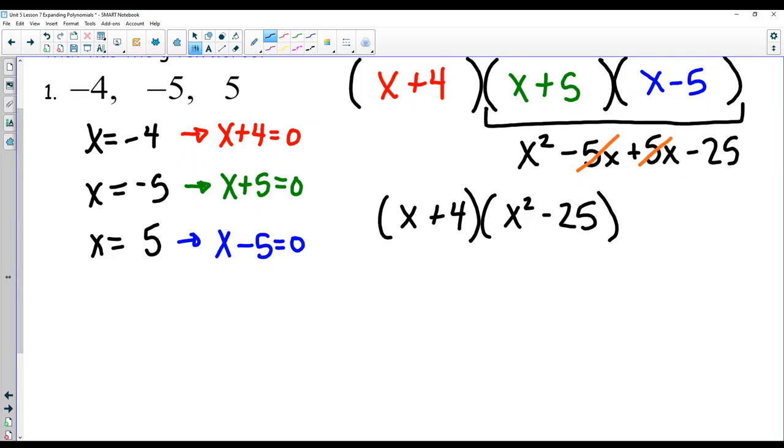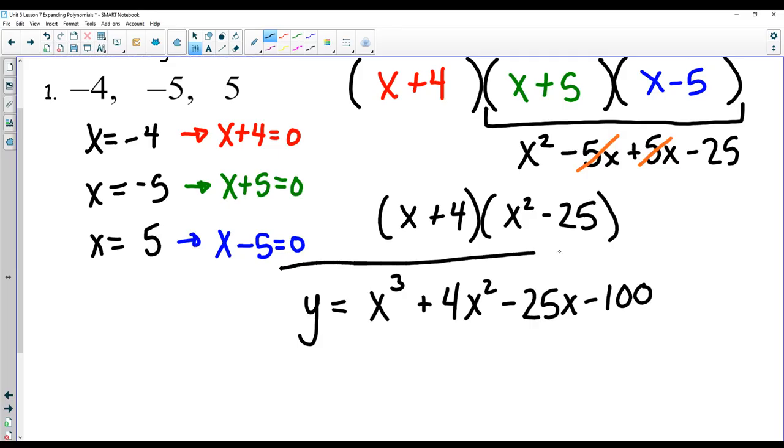Now we want to do one more foiling and we'll be done. First, x times x squared gets me x to the third. x times negative 25 is negative 25x. 4 times x squared is positive 4x squared, and 4 times negative 25 is negative 100. Last thing we want to check for before we circle this as our final answer is, do we have any like terms to combine? We don't.